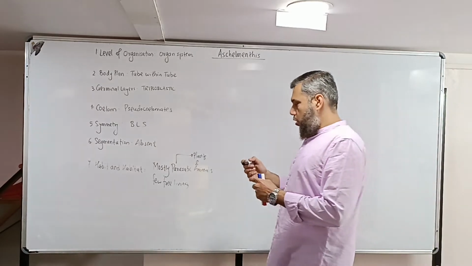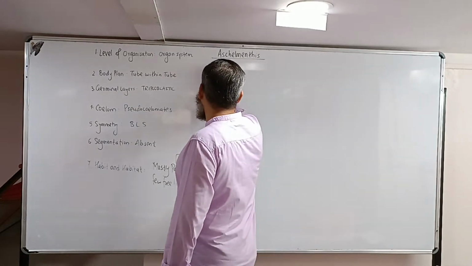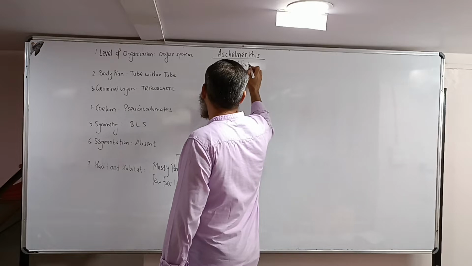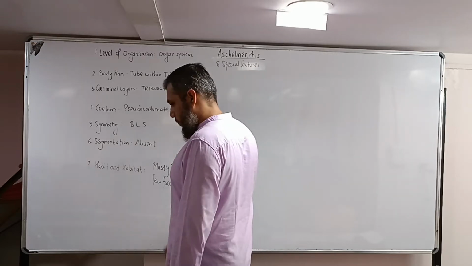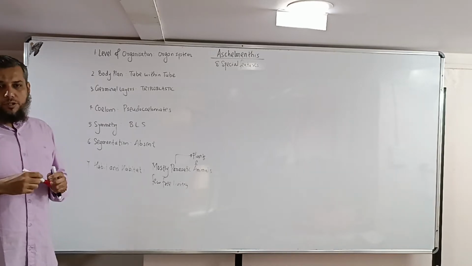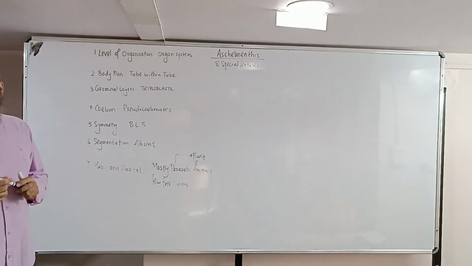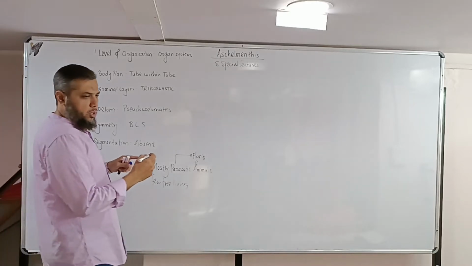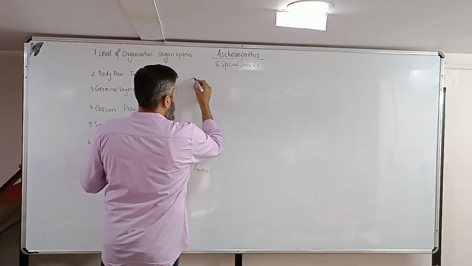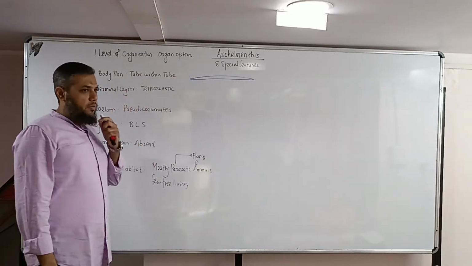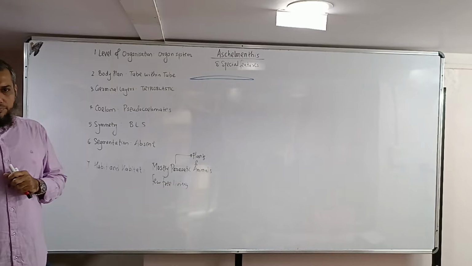Okay? Let us talk about their special features. Now, they show the presence of a worm-like body. How is the body? Worm-like. What is a worm-like body, sir? A cylindrical body. It's called a worm-like body.